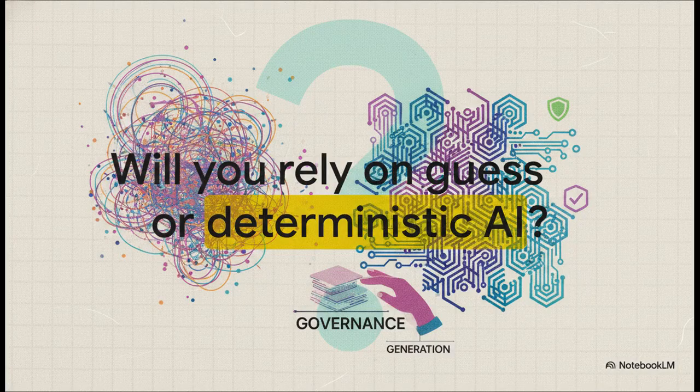I want to leave you with a question today. As you look at your own infrastructure and you plan for the future of your institution, ask yourself, when managing enterprise risk, will you rely on probabilistic guesses, or will you demand mathematically proven deterministic AI? The strategic value of strict governance over mere generation is abundantly clear. The tools exist today to make your AI not just incredibly powerful, but perfectly compliant.